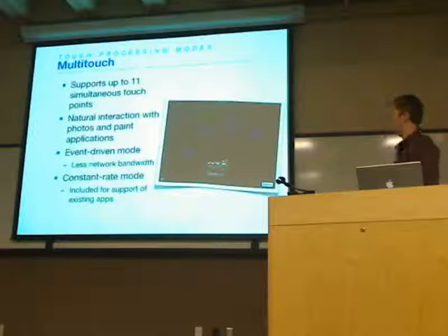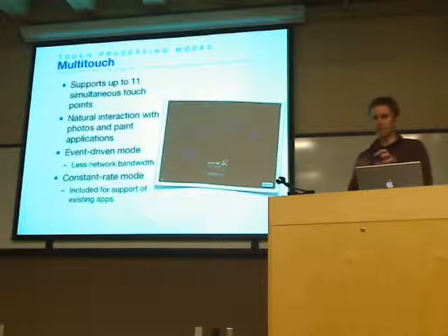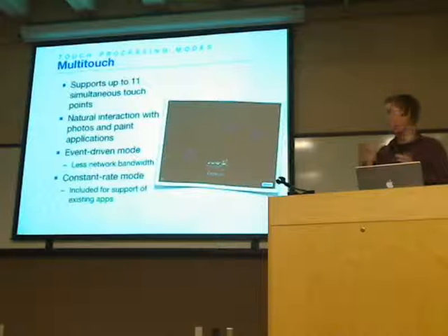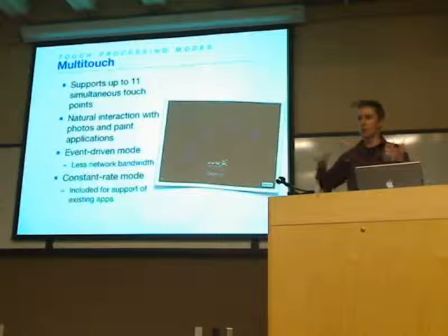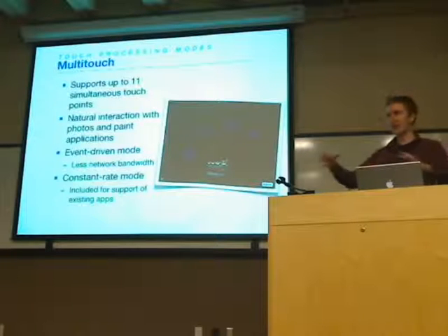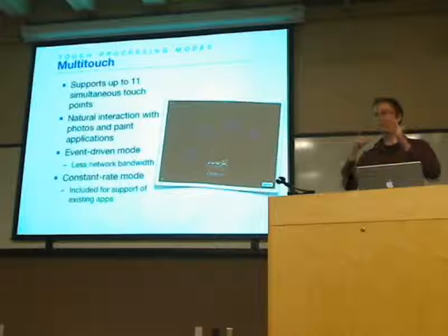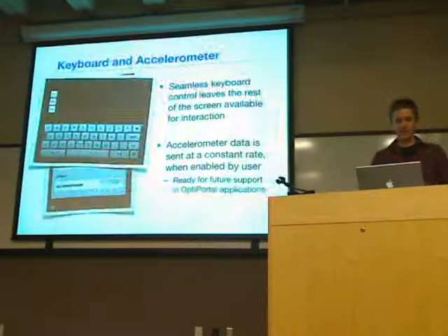One is event-driven, and it only sends changes as multi-touch parameters change, which of course requires less network bandwidth. However, the existing multi-touch applications were designed for a multi-touch table that the folks in the Gravity Lab had designed, and that table sends data at 60 hertz. Some applications assumed the data would come in at that rate and needed it for animation. So I included a constant rate mode to support those, because again, we want to support as many apps as possible.